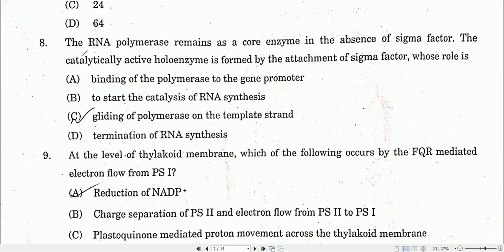Coming to question number 8. The RNA polymerase remains as a core enzyme in the absence of sigma factor. Definitely, sigma factor makes the RNA polymerase complete. The catalytically active holoenzyme is formed by the attachment of sigma factor. Only when the sigma factor, an initiation factor, attaches will the holoenzyme form. So the role of this holoenzyme is binding of the polymerase to the gene promoter, that is, binding at the promoter sites of the gene. So option A will be the correct one.